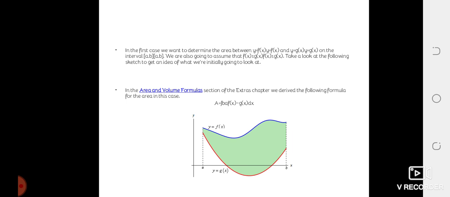Take a look at the following sketch to get an idea of what we're initially going to look at. In the area and volume formulas section of the extras chapter, we derive the following formula for the area in this case.